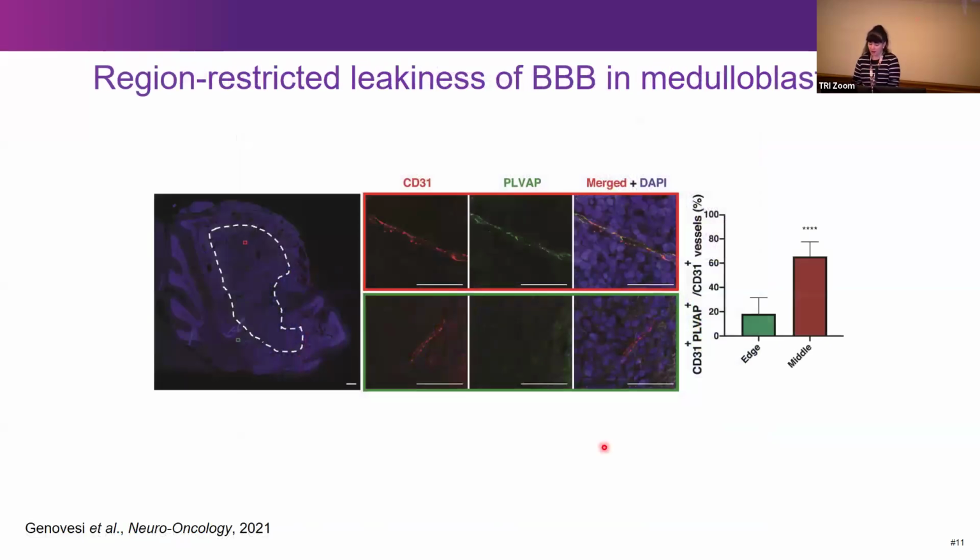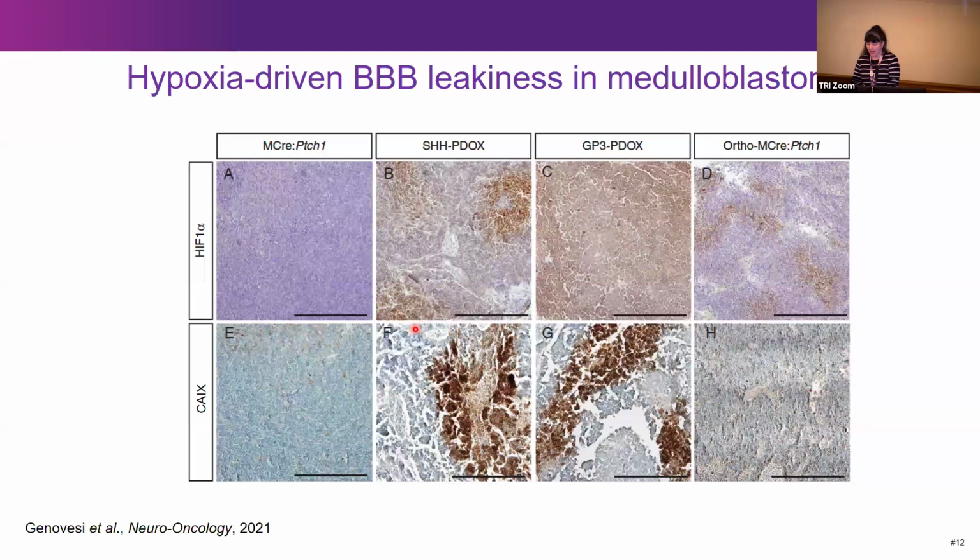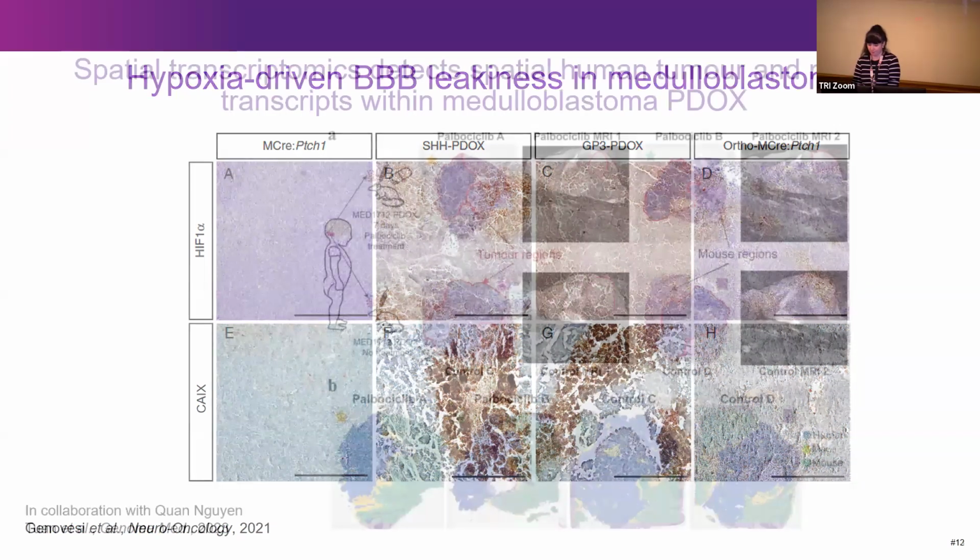So then when we spatially analyze these tumors, we could see that these leaky blood vessels that express PLVAP are present predominantly in the center of the tumor, whilst the periphery has quite unleaky, or just intact, blood-brain barrier. And then further analysis showed that these central areas have an increased expression of HIF1 alpha and other hypoxia-related markers. So basically, this whole mechanism of blood vessel leakiness is hypoxia-driven.